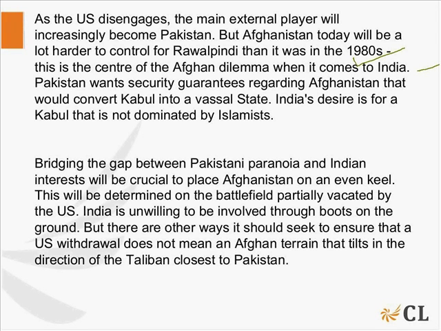Pakistan wants security guarantees regarding Afghanistan that would convert Kabul into a vassal state. Now some of you might be wondering what is a vassal, right? Vassal ka kya matlab hota hai? Vassal actually means where you are subordinate to somebody. There is a very beautiful word in history which is used for it. It's called suzerain. Right, where it is not sovereign, it's not independent, right? So it's dependent. So it will become a dependent state.